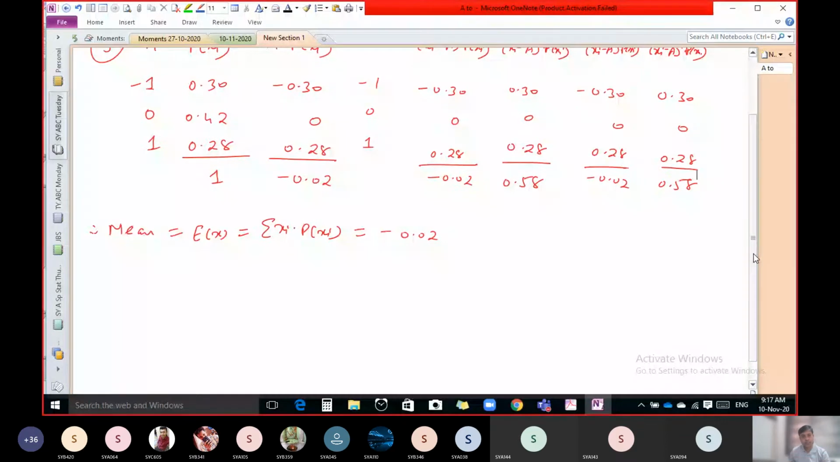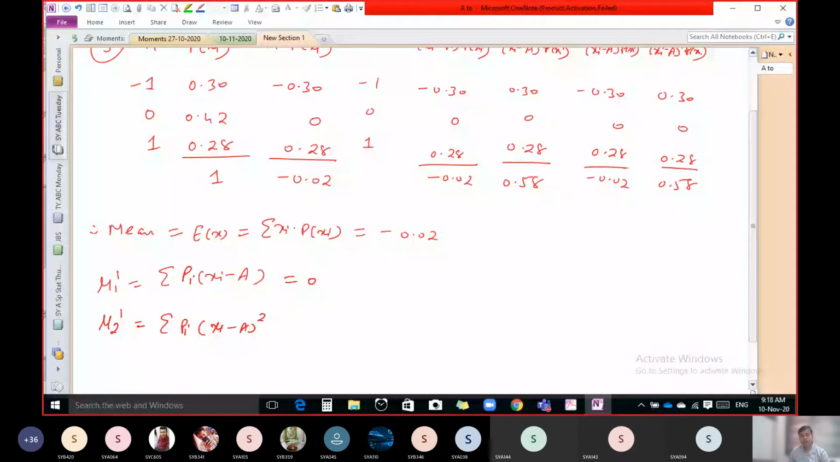Whenever frequencies are there, you have to use the formula for mu1 dash with sigma fi xi minus a upon sigma fi. But instead of fi, probabilities are there. So you have to multiply by probability instead of frequency. And total probability is always 1, so no need to write this. So our formula becomes sigma p into xi minus a. Mu2 dash is sigma probability into xi minus a the whole square.